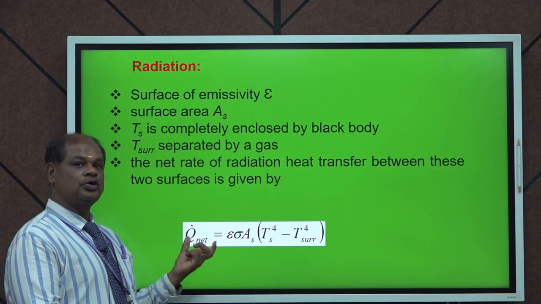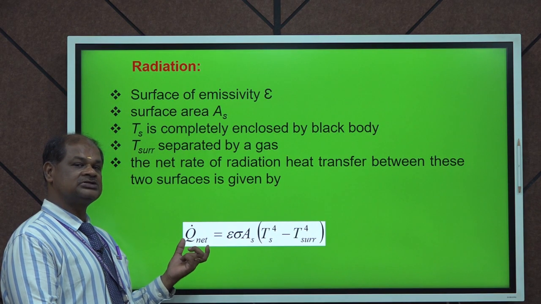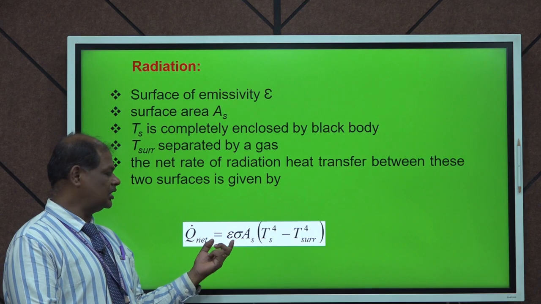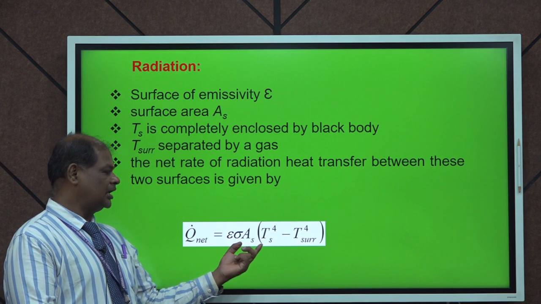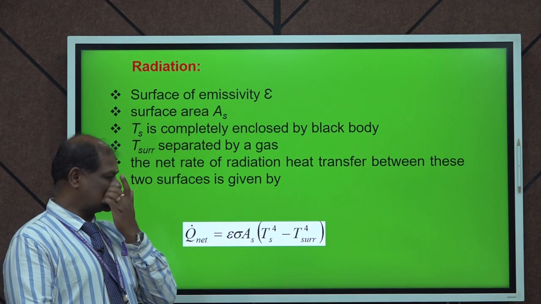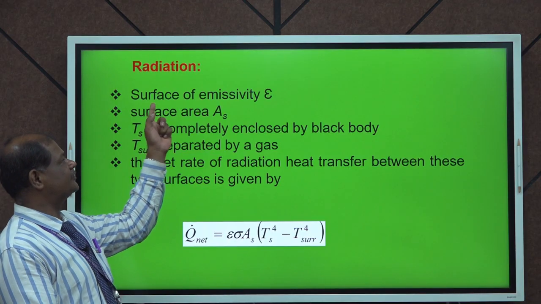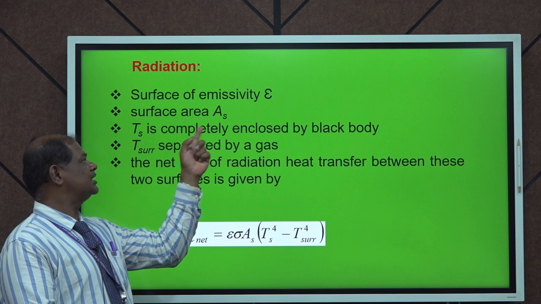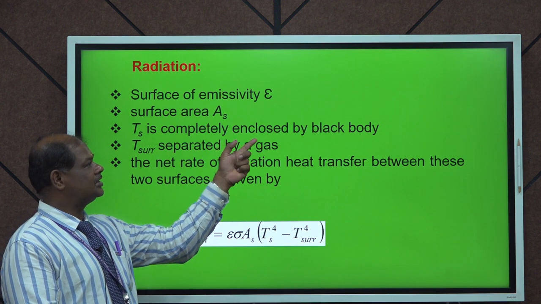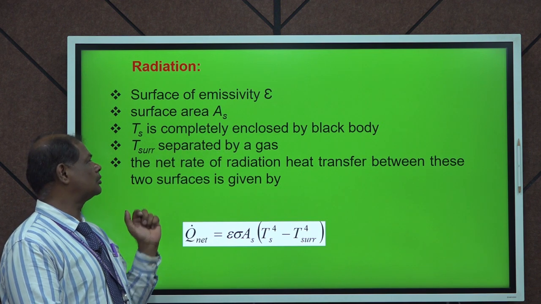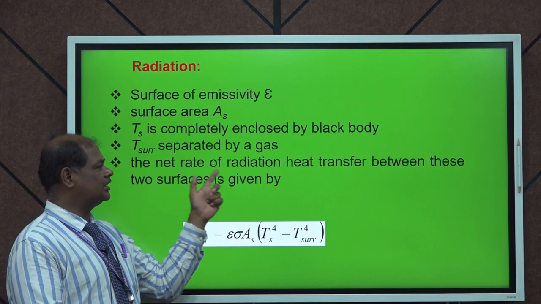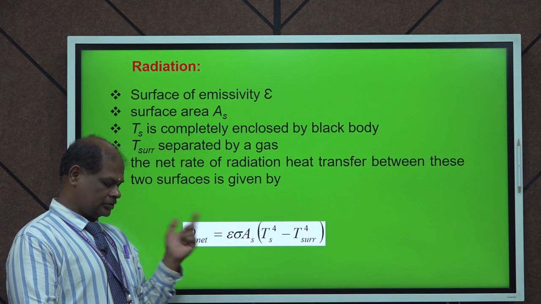It is also written with the overall heat transfer for radiation as Q = epsilon sigma As (Ts^4 - Tsurrounding^4), where epsilon is the emissivity. The surface emissivity is epsilon, the surface area is As, and the surface should be enclosed by a black body, with the surroundings being a gas. The next one is the net rate of radiation.